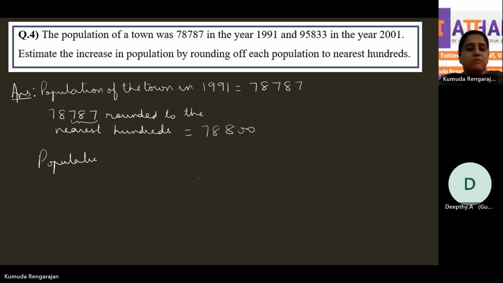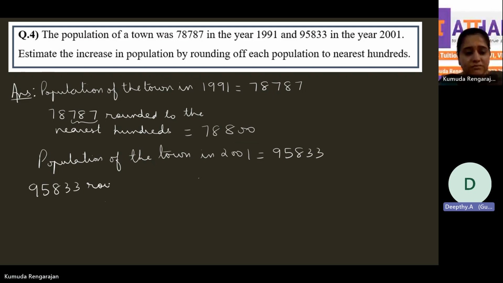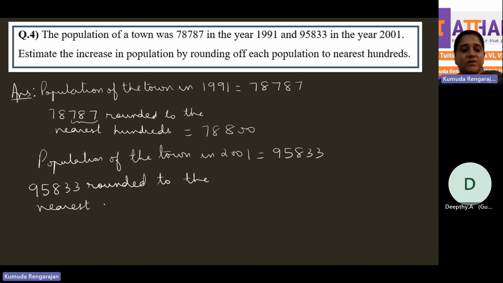Okay, then next what? Population of the town in 2001 is equal to 95,833. Rounded to the nearest 100 would be 95,800. Correct. 95,800. Very good.